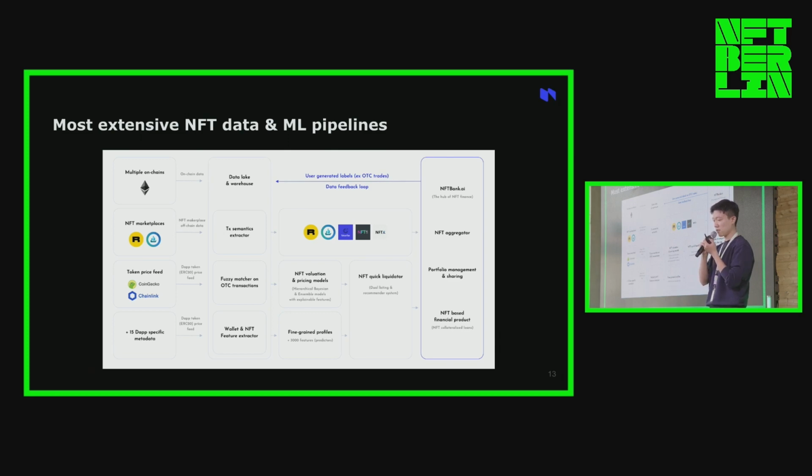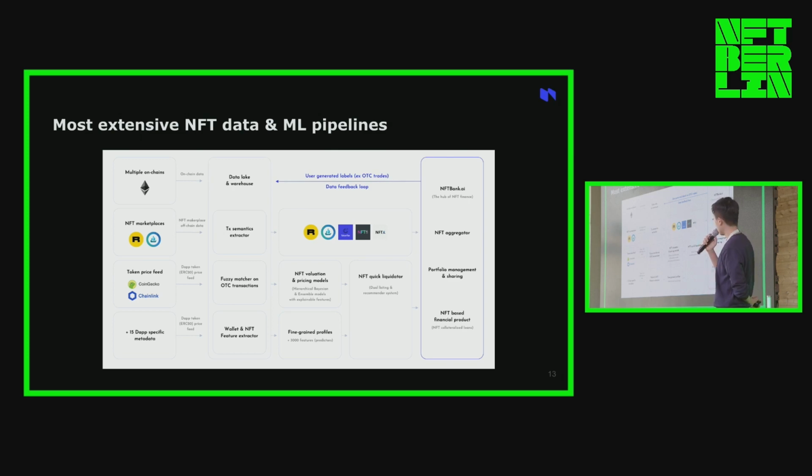We also have the most extensive NFT data and ML pipelines. We aggregate data from on-chain, off-chain, whatsoever. We support multiple chains, Polygon, Ethereum, Klaytn, and will soon support Solana and Flow as well. We also aggregate data from NFT marketplaces, LooksRare, OpenSea, Rarible, and so on.